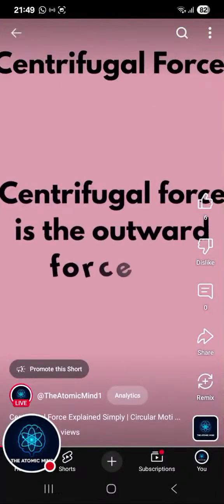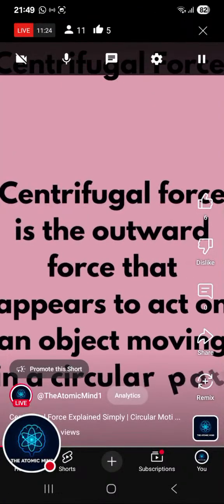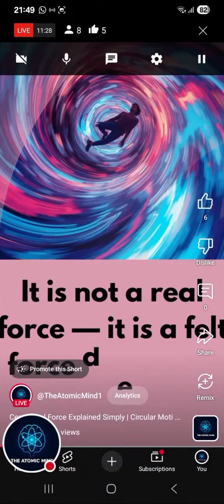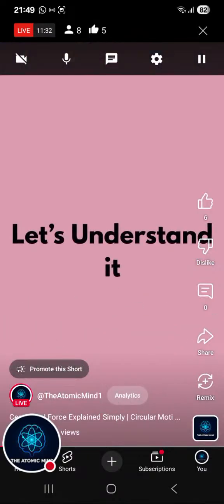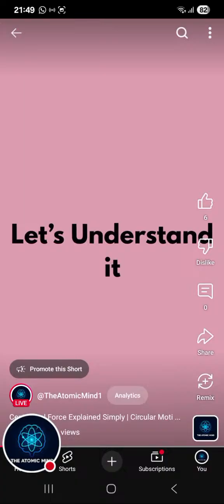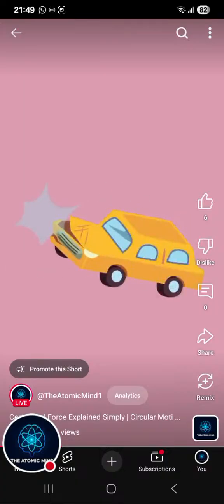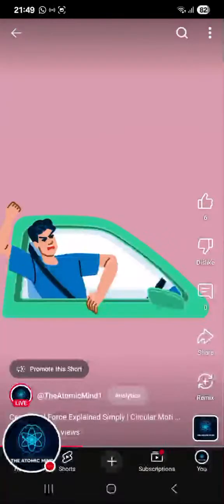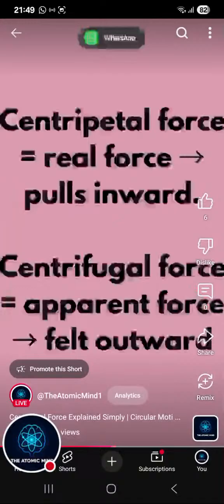What is centrifugal force? Centrifugal force is the outward force that appears to act on an object moving in a circular path. It is not a real force, it is a felt force due to the object's inertia. Let's understand it in easy words. When you sit in a car taking a sharp turn, you feel pushed outward, towards the door. This is not a real force, it is just your body wanting to continue motion in a straight line, or in simple words, inertia.